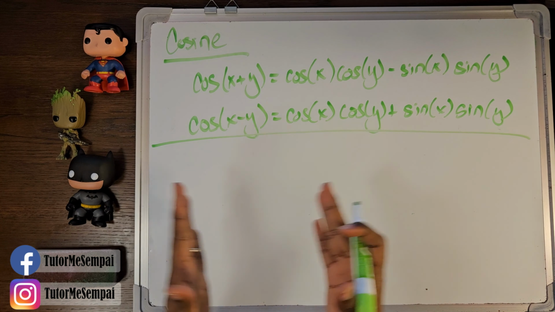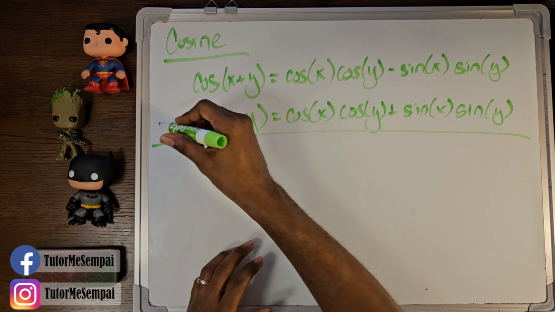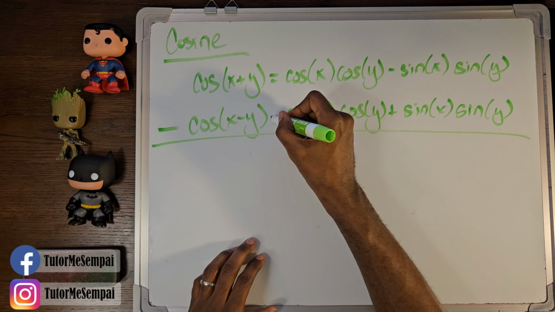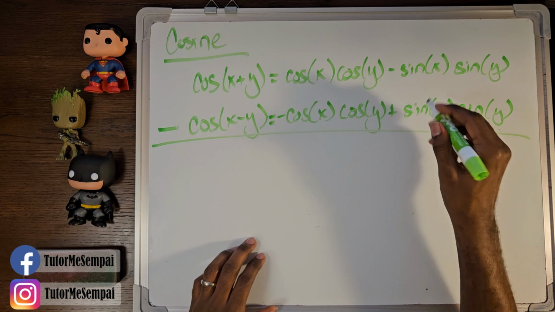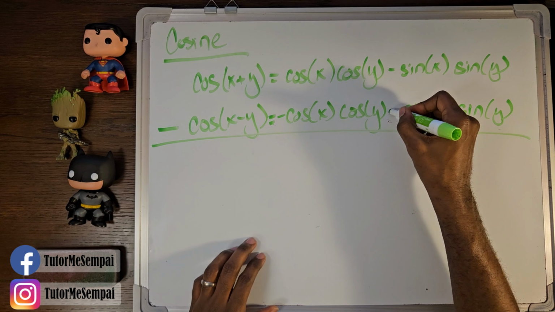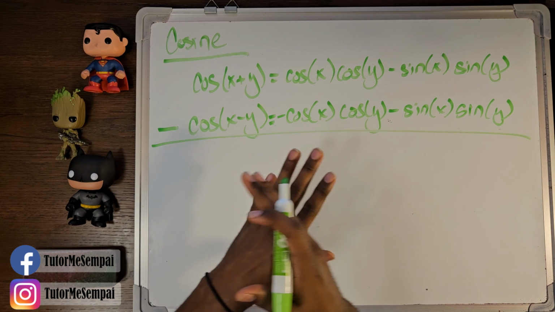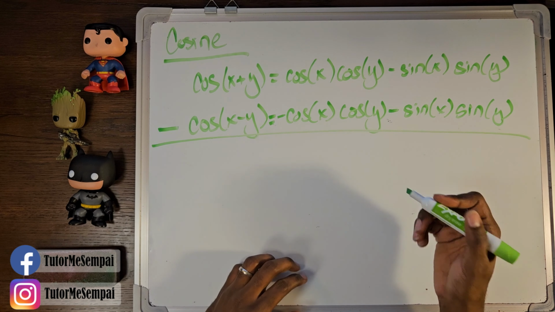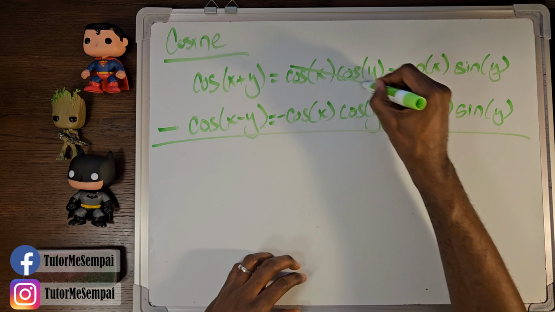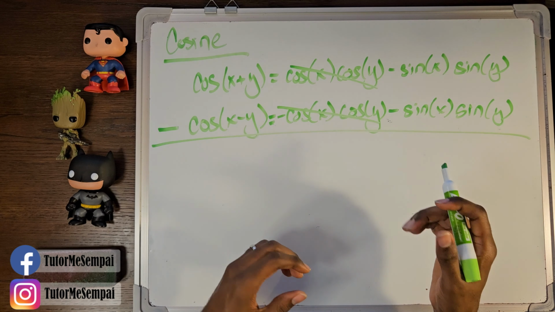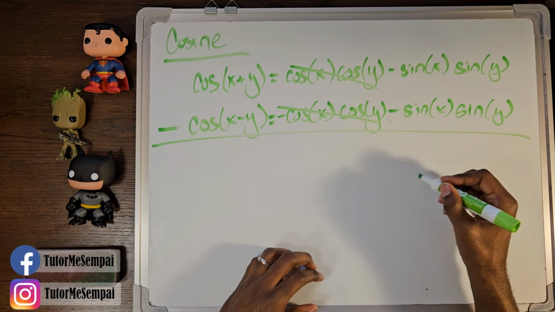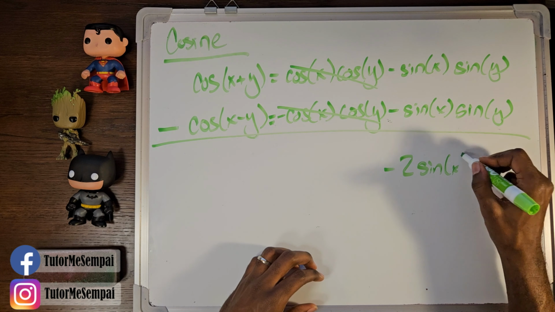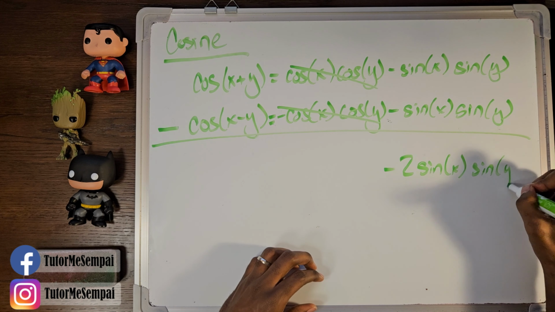So now we want to subtract these two identities. Now in order to subtract them, let's swap all the signs for the bottom row. So this equals a negative here, and this is going to be a negative here. So we want to swap all the signs so we don't get confused. Now, when we do that, we get what? Notice that this cancels out now, right? We're going to subtract them. This cancels out, and we're left with a negative 2 sine x sine y.